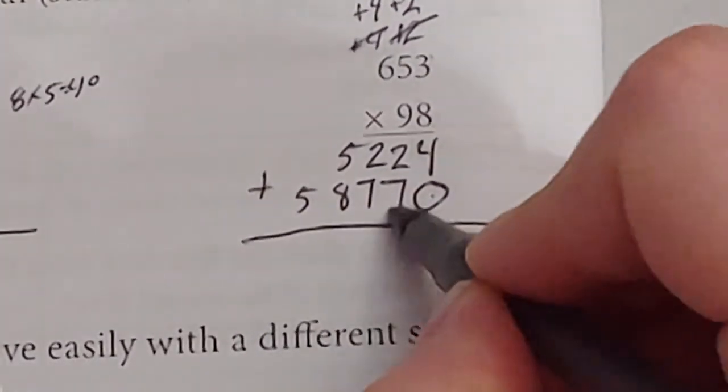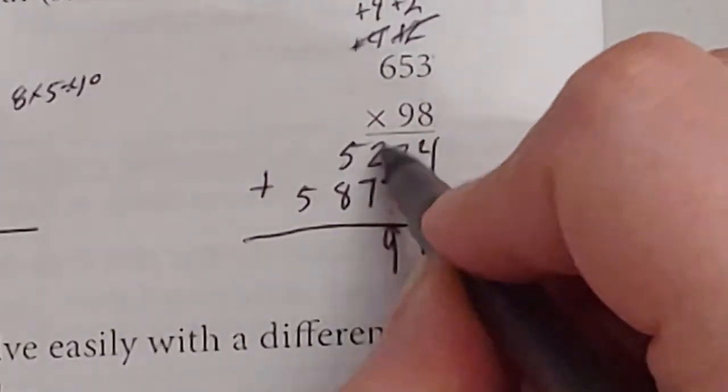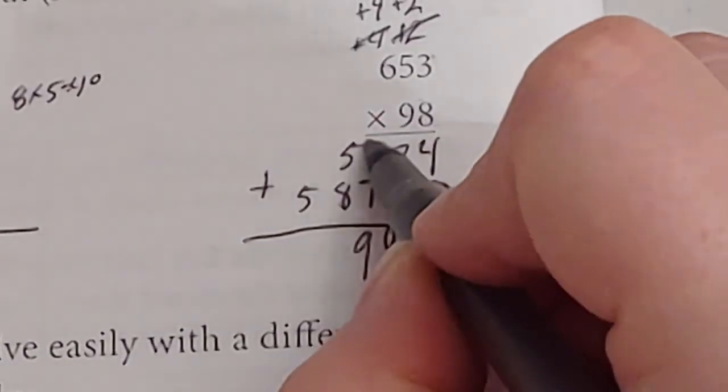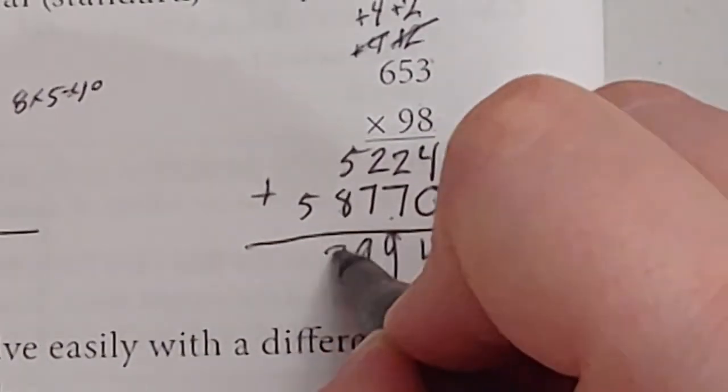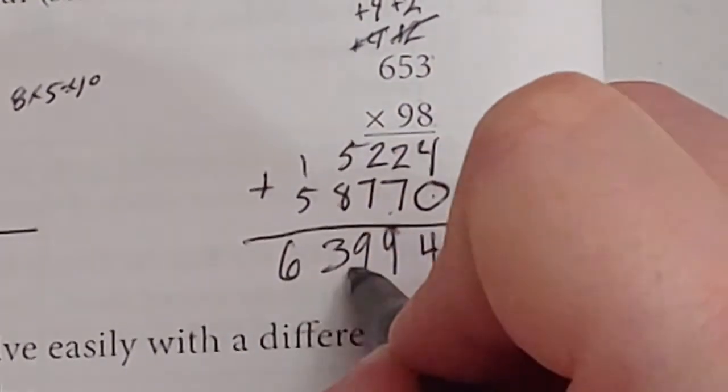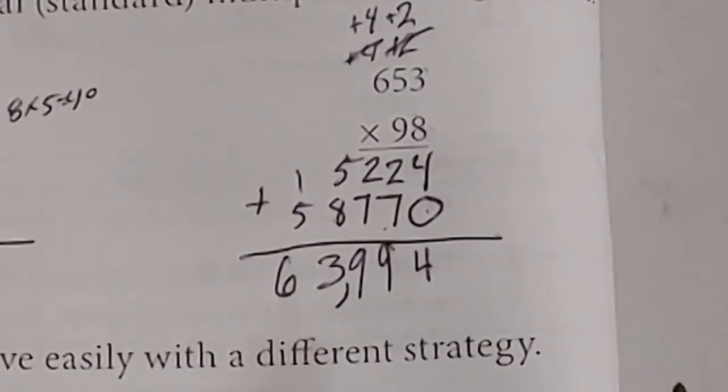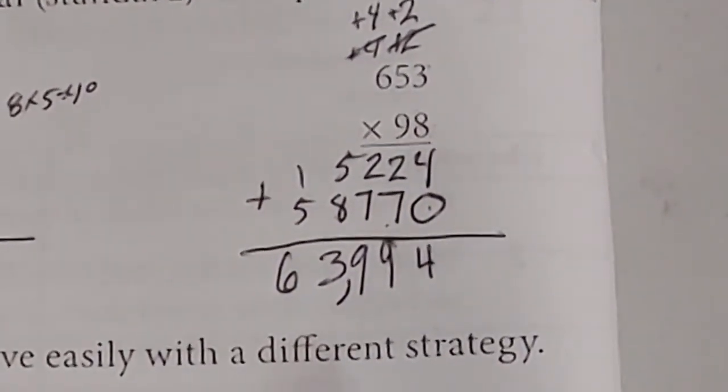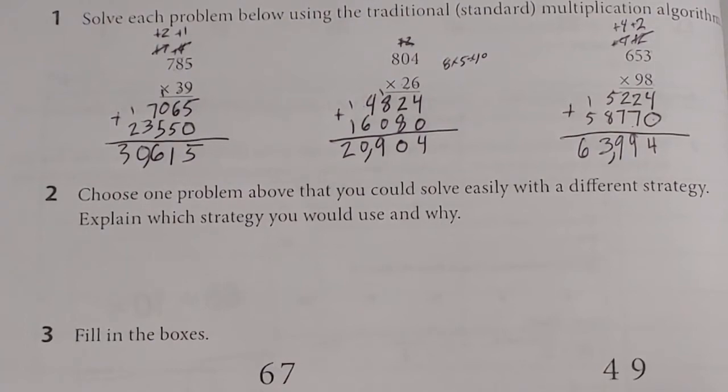So 4, 7, 8, 9, 7, 8, 9, 8, 9, 10, 11, 12, 13, 6, 63,994.